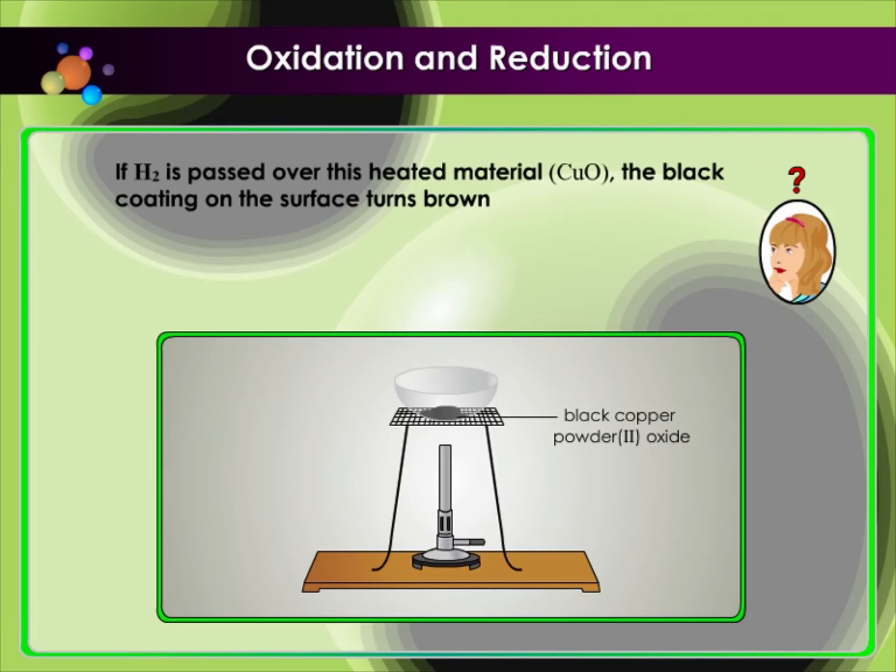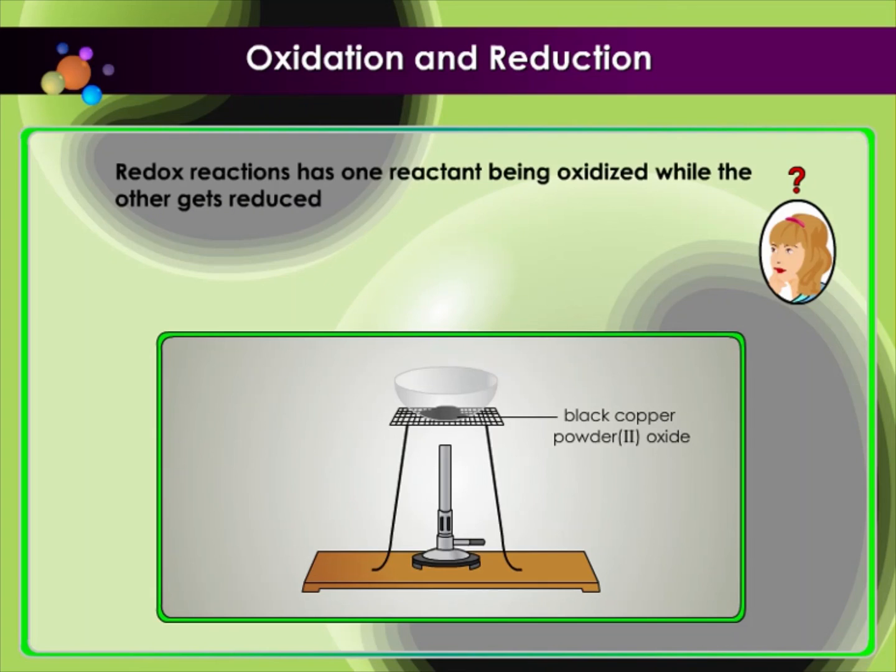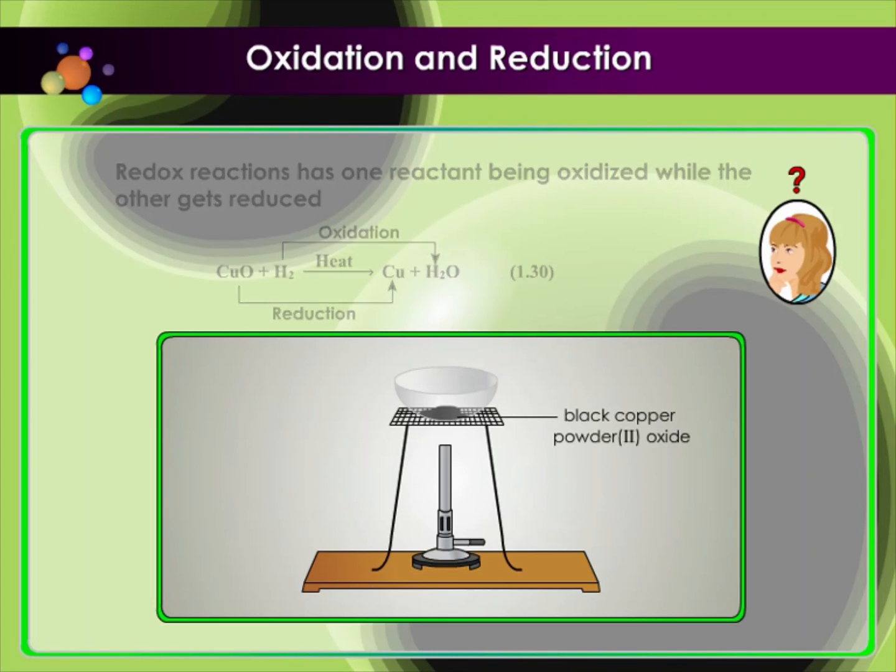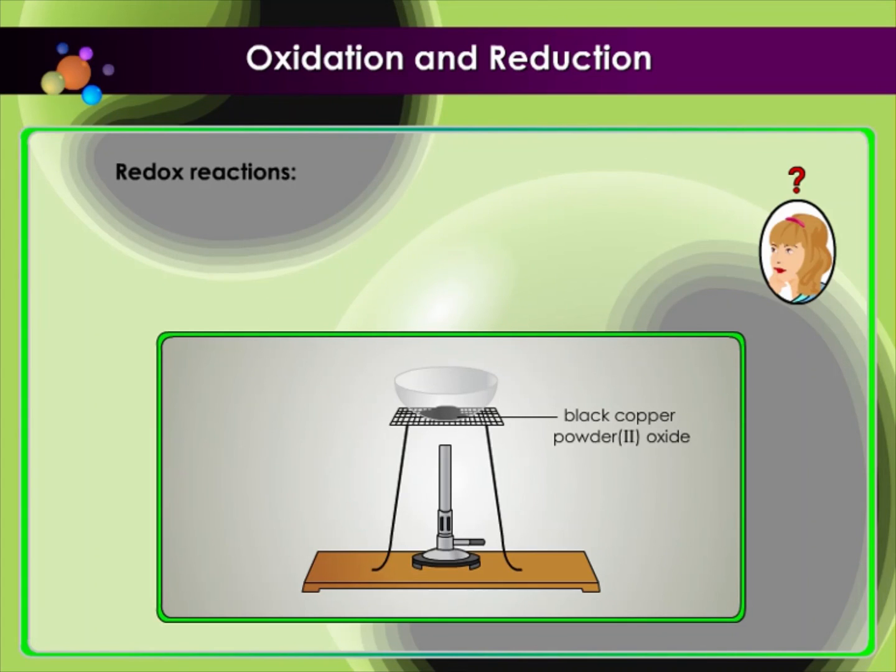If hydrogen gas is passed over this heated material, CuO, the black coating on the surface turns brown as the reverse reaction takes place and copper is obtained. During this reaction, the copper(II) oxide loses oxygen and is reduced. The hydrogen is gaining oxygen and is being oxidized. In other words, one reactant gets oxidized while the other gets reduced during a reaction. Such reactions are called oxidation-reduction reactions or redox reactions.